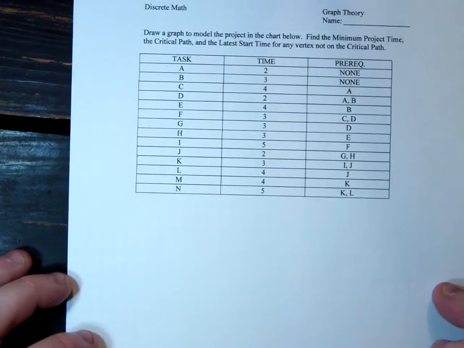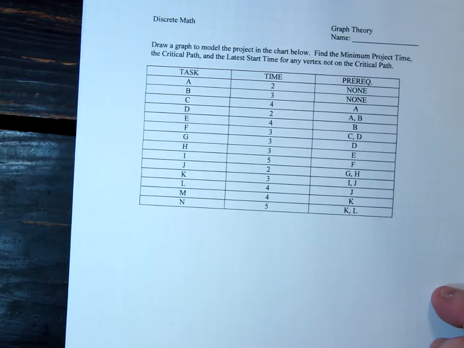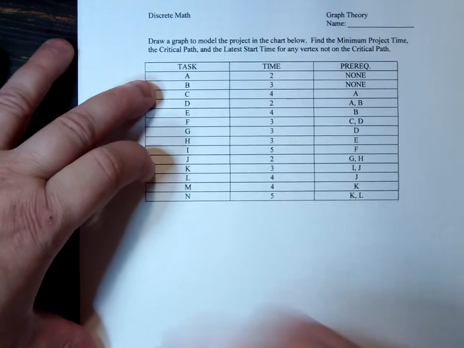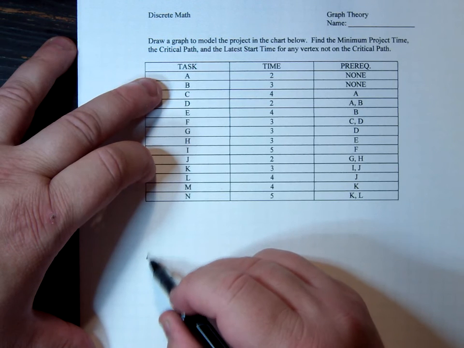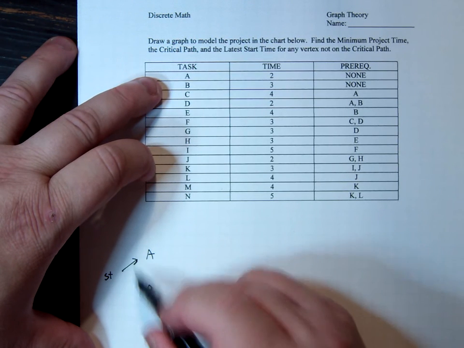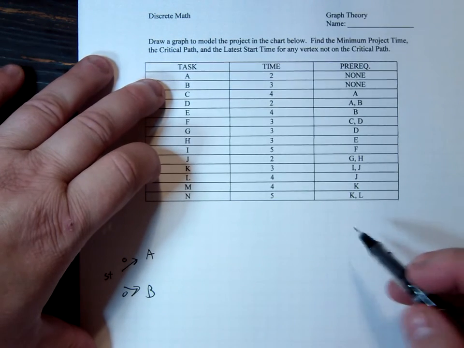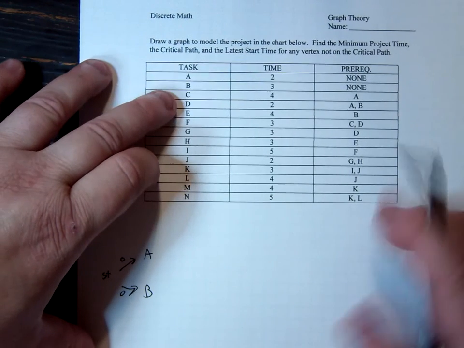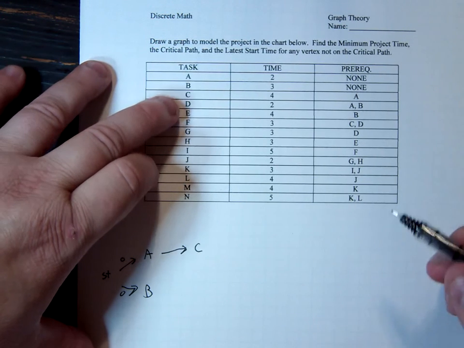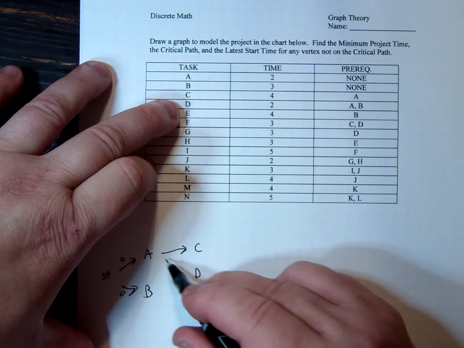Alright, so this video is for the last little extra practice in this task stuff. Draw it out first. So you have two, A and B, that have no prerequisite. I'll put the times in after. Once A is done, you can start C. Once A and B are done, you can start D.